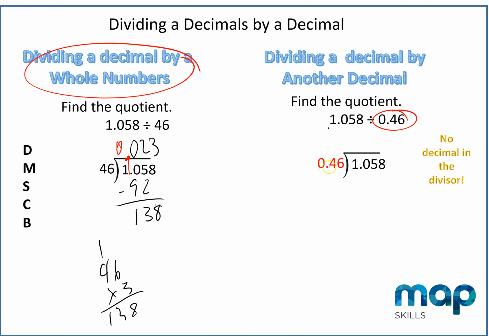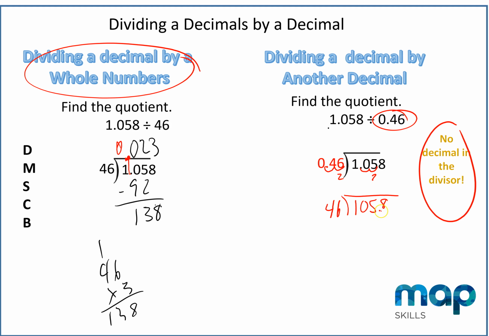So what does that look like? Well, if I have two decimal places in my divisor, I have to move it over 2 times. That would give me 46. But if I move it over 2 times in my divisor, I also have to move it over 2 times in my dividend, which would give me 105 and 8/10. Again, no decimal in divisor. So in this case, I had 2 decimal places in my divisor, so I moved it over 1, 2. I have to move this one over also 2 times. And so now I basically have a different problem.